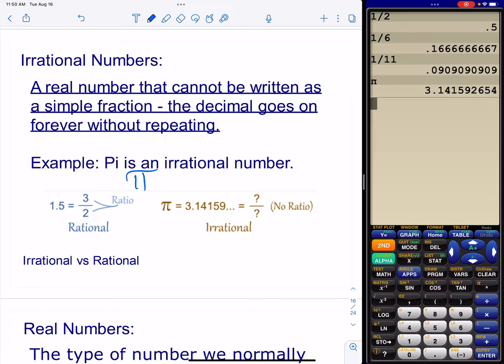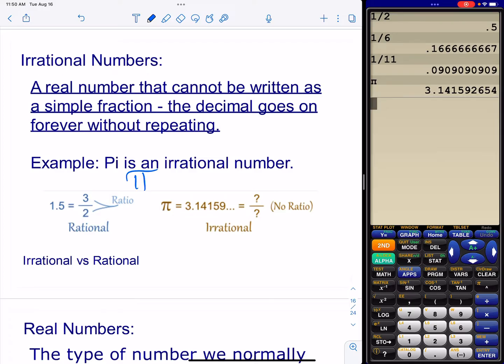3.141592654. Can you predict what that next number is going to be? No, you can't. Now, if you look at my calculator, that 0.0909090909, can you predict what that next number is going to be? Yes, we know it's going to be a 0 and then another 9 and so on and so forth. So I can make a prediction.